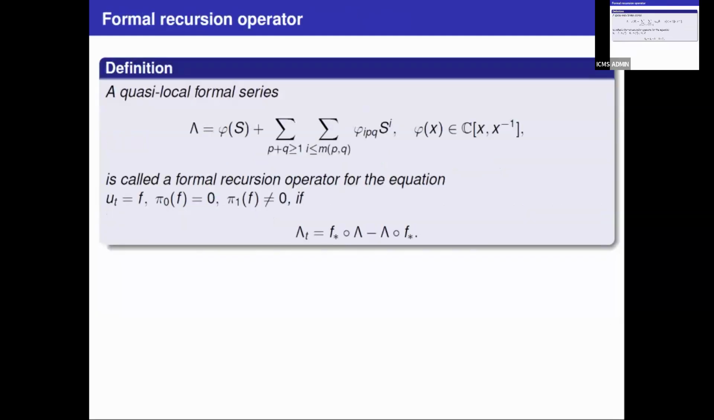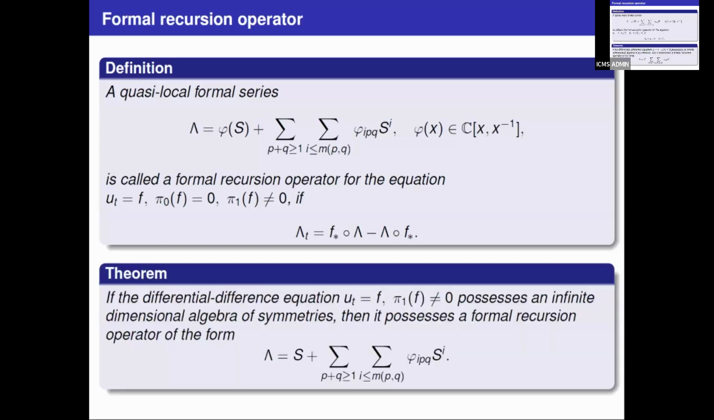So first of all, the definition: a formal series lambda, whose first term is linear, phi of s, some Laurent polynomial in s, and then nonlinear terms, is called the formal recursion operator for our equation if it satisfies the equation lambda_t equals f star lambda minus lambda f star. By t, here we understand the derivation with respect to t of the coefficients of lambda.